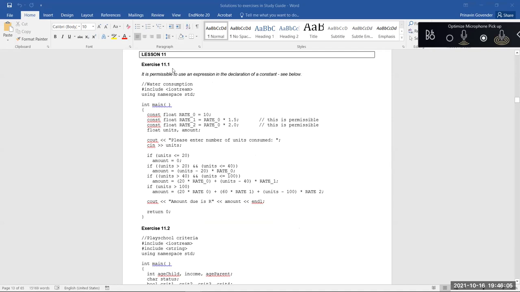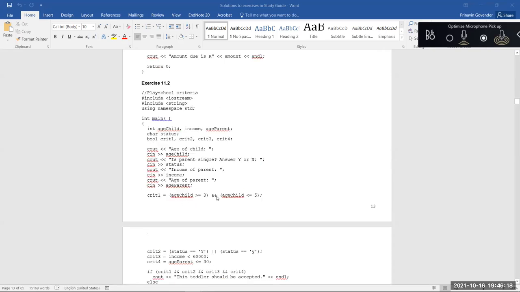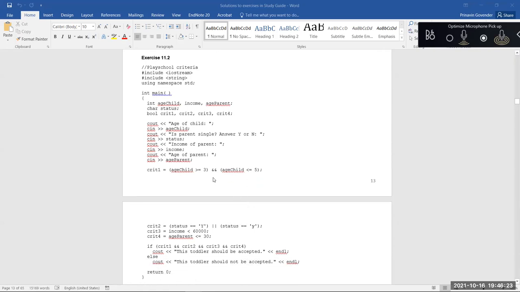Right. Chantelle, can you see exercise 11.1? Yes, I can see the operation. There's the AND operation. There's the AND operation again. Child age criteria: greater than or equal to 3, less than or equal to 5. Can you see the line number? You know the number line and the interval. So as soon as it is more than that and greater than 5, that means the child status is Y and the age of the parent.